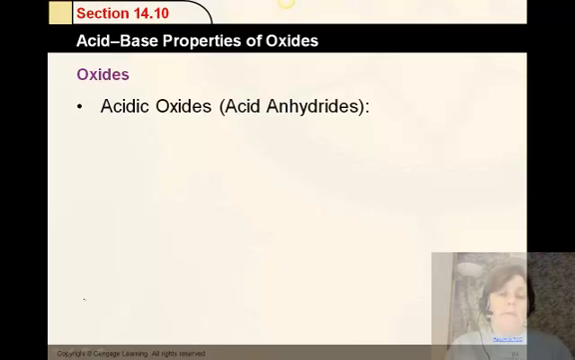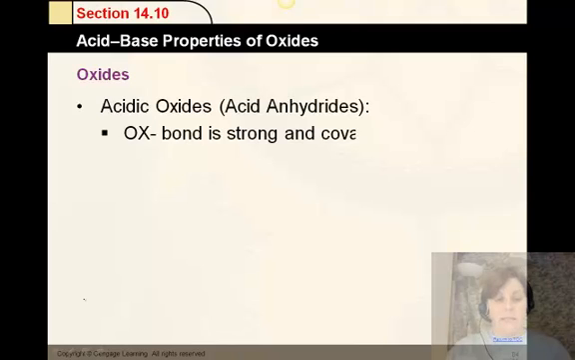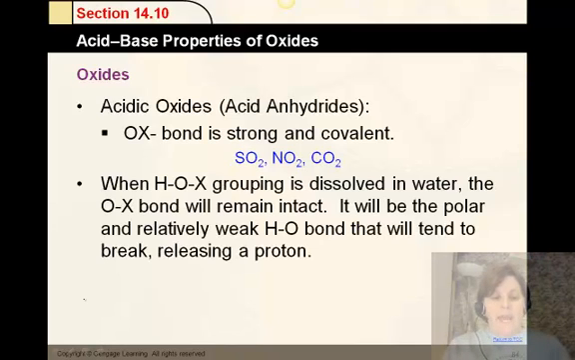Oxides. We're going to be talking a bit about this. Acidic oxides, or acid anhydrides. The O-X bond is strong and covalent, for example in SO2, NO2, and CO2. These are called acidic oxides or acid anhydrides. When the H-O-X grouping is dissolved in water, the O-X bond will remain intact. It will be the polar and relatively weak H-O bond that will tend to break, releasing a proton.